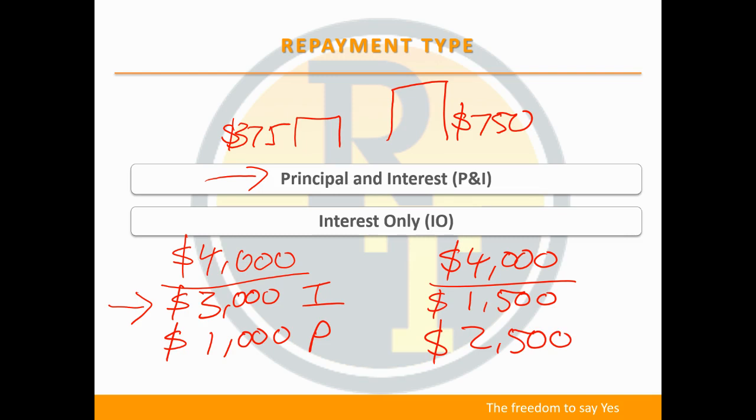So the key point being is, if your loan's principal and interest and you've got half of the loan amount sitting in redraw or offset, your total repayment is actually going to stay the same, but the interest portion within the repayment is going to reduce, meaning the principal portion increases.